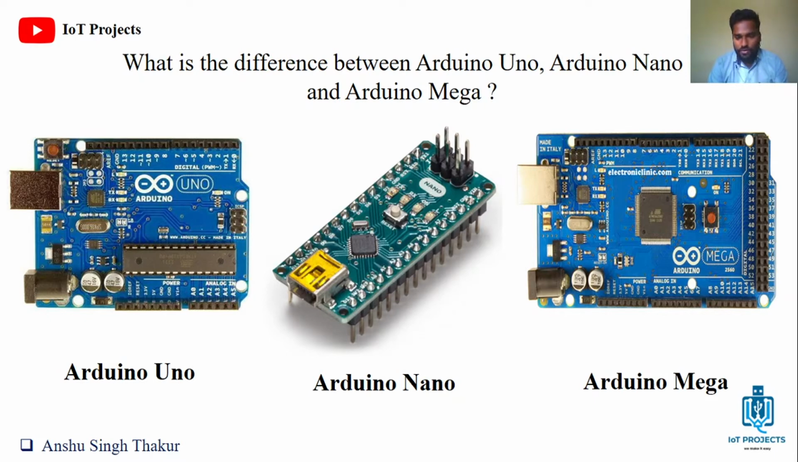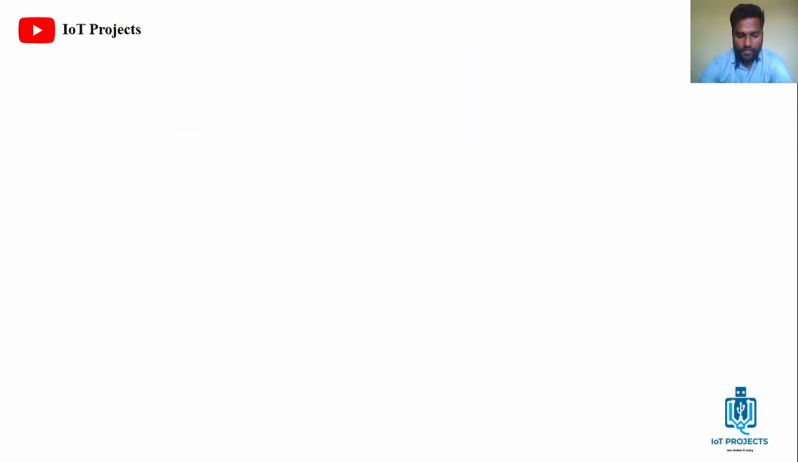What is the size of our Arduino? The center one is the smallest one and it is called the Arduino Nano. The right side one has more pins and is bigger than the center one. It's called the Arduino Mega. And the first one, the most used Arduino, is called the Arduino Uno. Let's start the discussion.